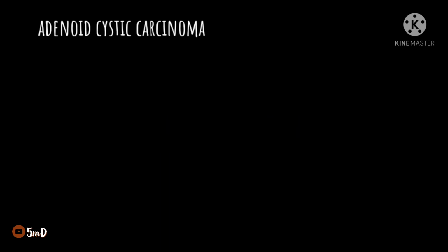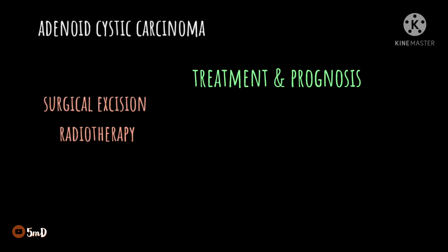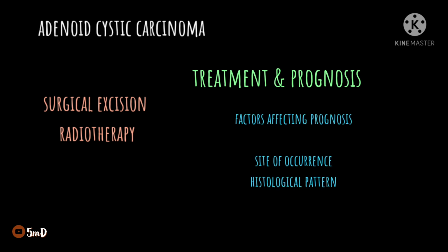Now let us see the treatment of adenoid cystic carcinoma. It is mainly surgical, and sometimes it is treated with radiotherapy, but the cure rate is very low. And the factors influencing prognosis are usually the site where it occurs and the histological pattern of the tumor.